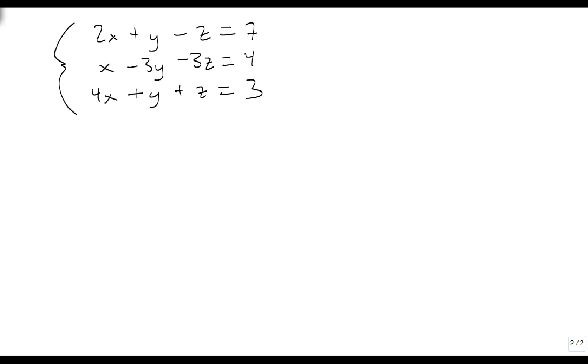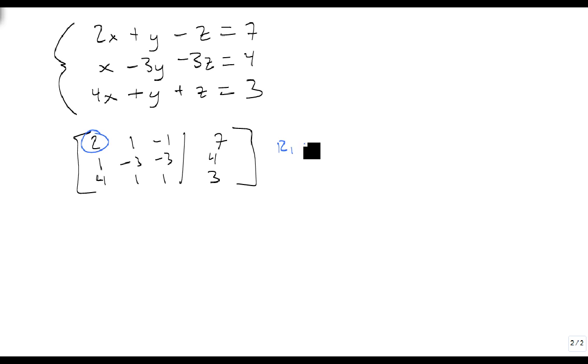So we already have a problem set up. We have 2x plus y minus z equals 7, x minus 3y minus 3z equals 4, and 4x plus y plus z equals 3. The first thing we're going to do is turn this into an augmented matrix with 2, 1, minus 1, 7; 1, minus 3, minus 3, 4; and 4, 1, 1, 3. My goal is to get a 1 right here. So I'm going to take row 1 and swap it with row 2 because row 2 already has a 1.